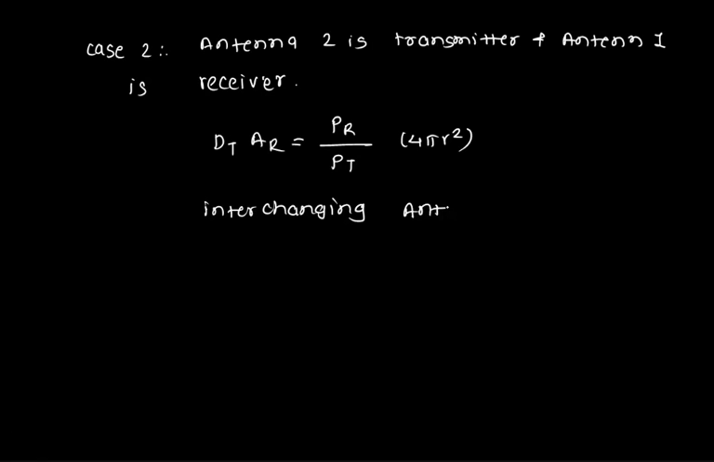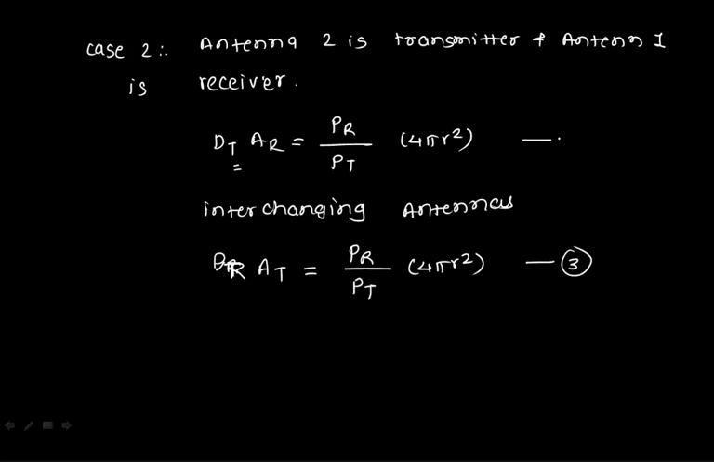I have just interchanged the antennas. So I can write here DR, directivity of the receiving antenna, sorry, directivity of the transmitting antenna. So this will be DR AT is equal to PR by PT into 4 pi r square. We have just interchanged the antenna. So compare both the equations which we have received previously. Let us denote this equation with equation number 3. This we have already mentioned as equation number 2.